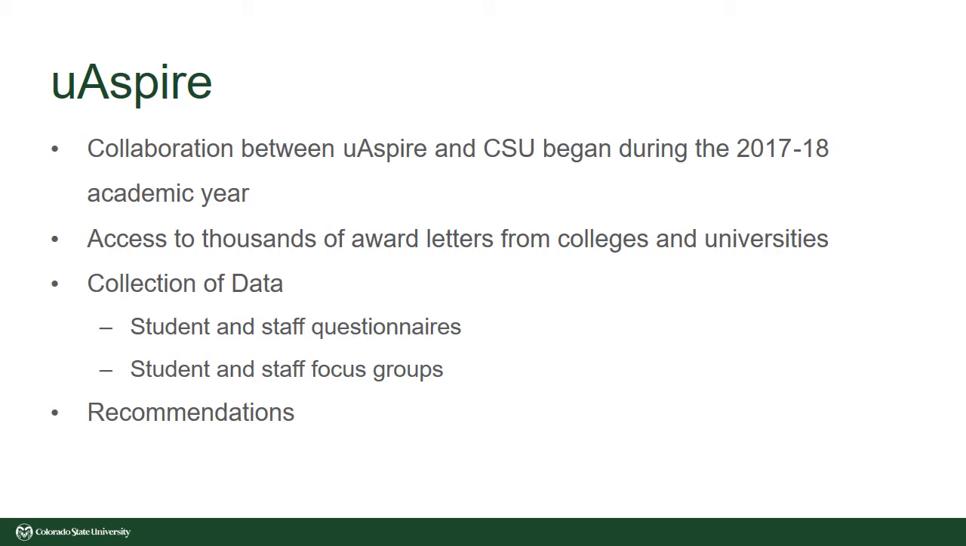In addition to that, U Aspire was able to come on campus and we were able to work with them and collect a lot of data. So what we did is we gathered together a lot of focus groups with students in mind. We were able to get a lot of data from our students and staff as well in the form of questionnaires. And once we compiled all that information, U Aspire was able to make a series of recommendations to the Office of Financial Aid here at CSU.